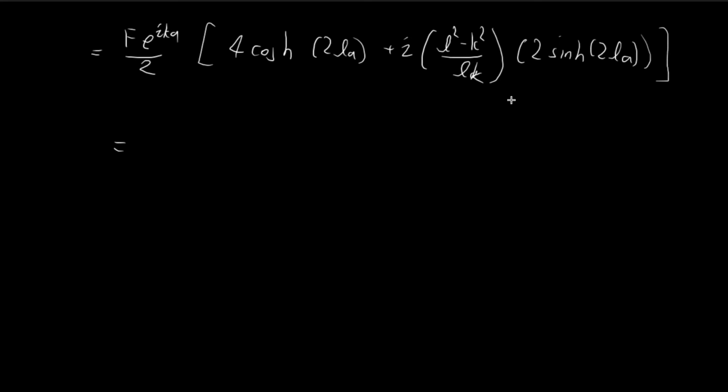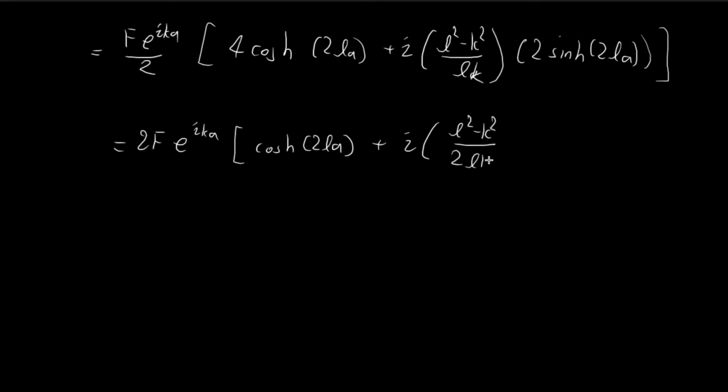And now to further simplify this a little, I'm going to pull out the 4 from inside the bracket. So this just becomes 2i e to the power of ika. So the 4 simplifies with the 2 in the denominator. And then since I've pulled out the 2, this just becomes hyperbolic cosine 2la. And then this becomes l squared minus k squared divided by 2lk. So I need to put an extra 2 in the denominator because this is not equal to 4. So if I pull out a 4, I need to give back a 2 in the denominator. And then we have hyperbolic sine 2la.